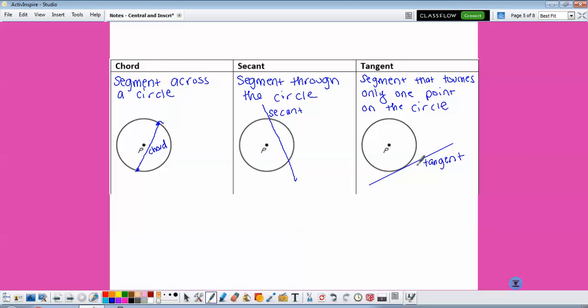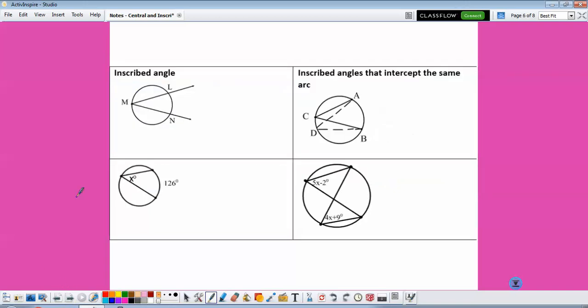So these three types of segments are going to help draw our new kind of angles, which are inscribed angles. The vertex is on the circle. So here's our vertex. The secant lines go through the circle to meet there. An inscribed angle is half the size of its arc. So the measure of angle LMN would be half the measure of arc LN.